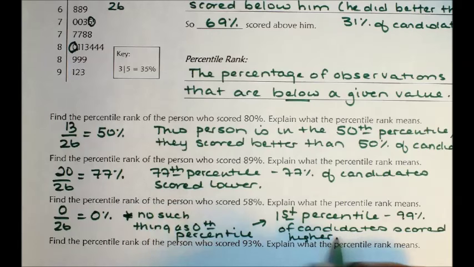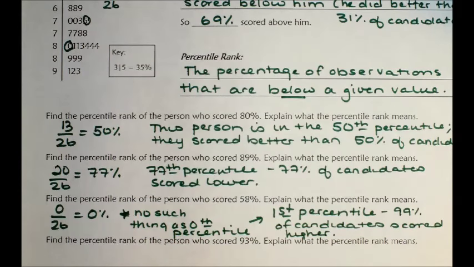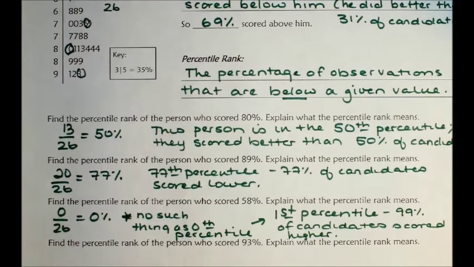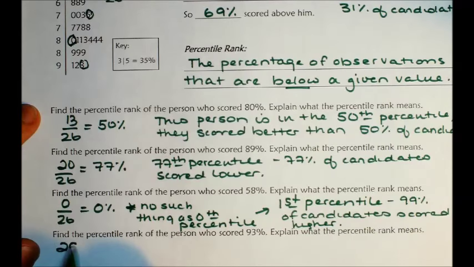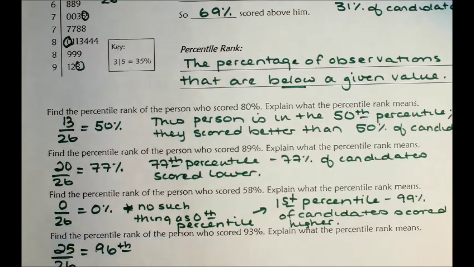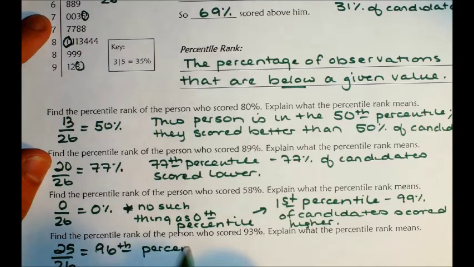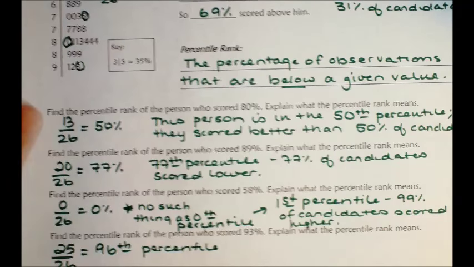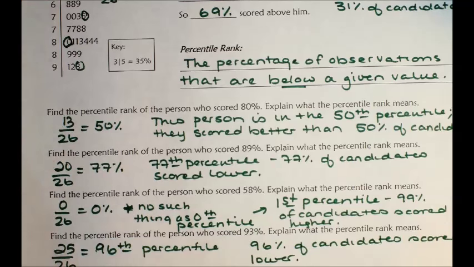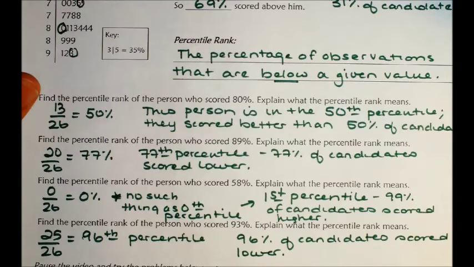And if we look at our last one, we want to find the percentile rank of the person who scored 93%. 93% is the highest score on this test. So 25 people out of 26 scored below. This places this person in the 96th percentile. Since you're always looking for the percent that scores less, you will never have the 100th percentile. Maximum you'll have is the 99th percentile.